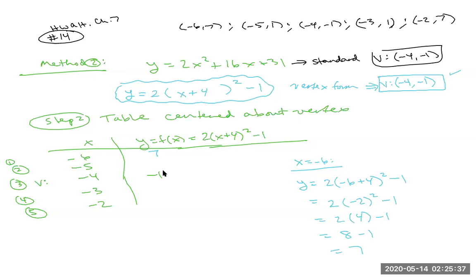I can't see any of this. There we go. Okay. And step 3 is to plot those points. And they're actually the same as these up here. Save a picture if you need it. We're going to go ahead and plot for number 14.